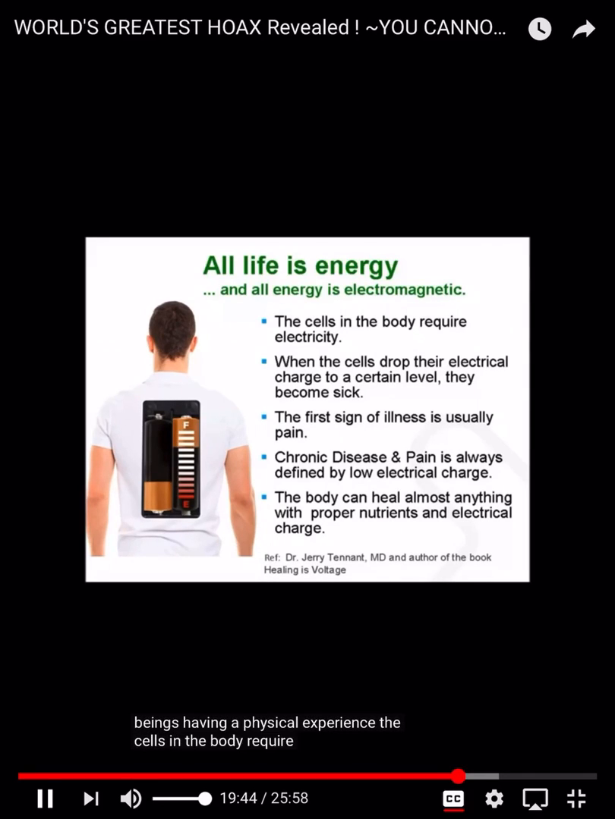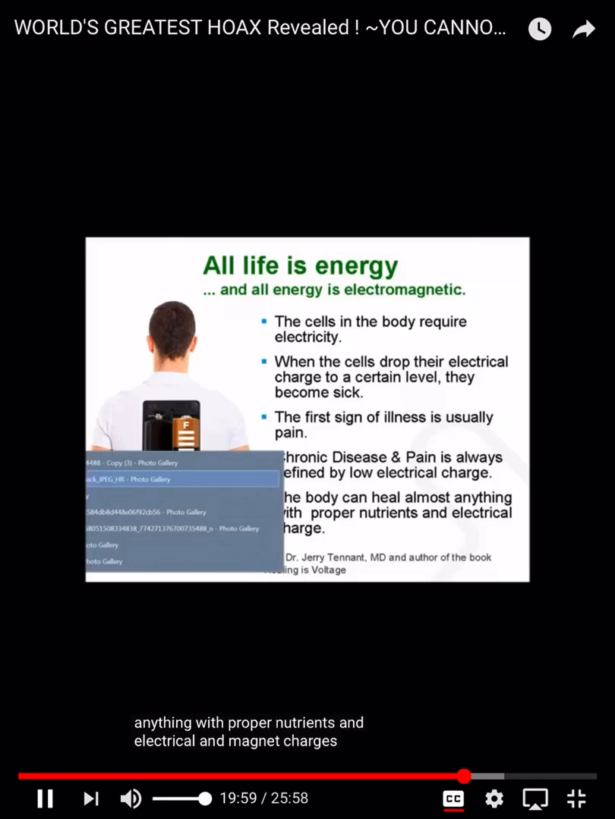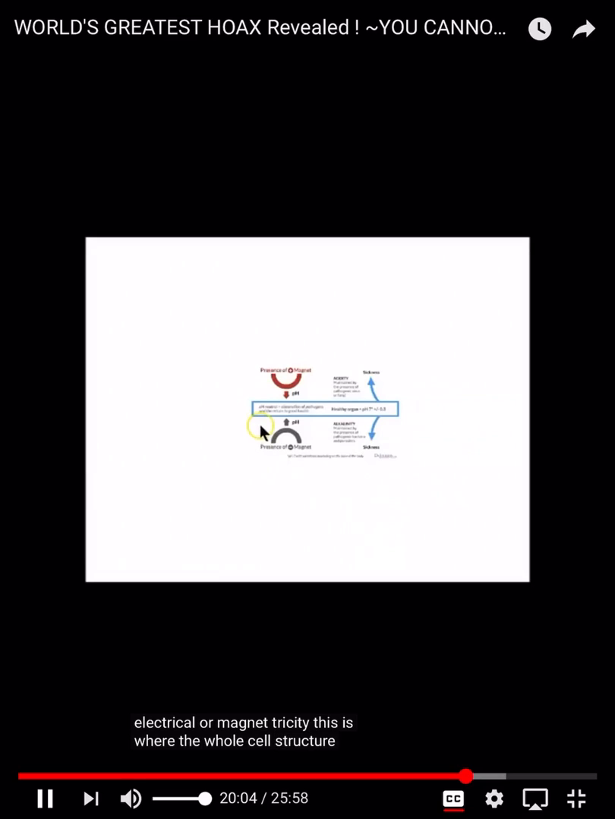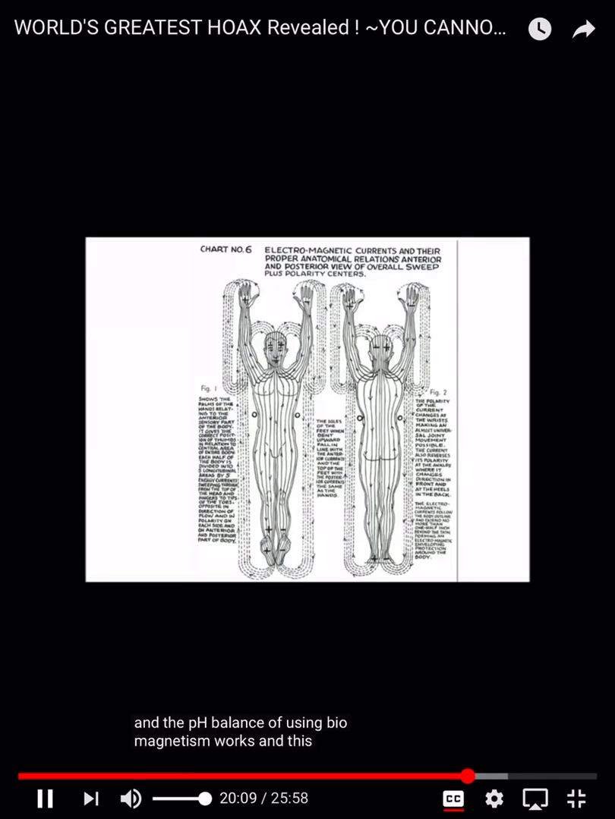The cells in the body require electricity and magnets. When the cells drop their magnetic charge to a certain level, they become sick. The first sign of illness is usually pain. The body can heal almost anything with proper nutrients and electrical and magnet charges. Not just electrical, but magnetricity. This is where the whole cell structure comes in and the pH balance of using biomagnetism works. And this is from Dr. Randolph Stone from the 80s, showing how magnetic currents and their proper anatomical relations view of overall sweep and polarities.